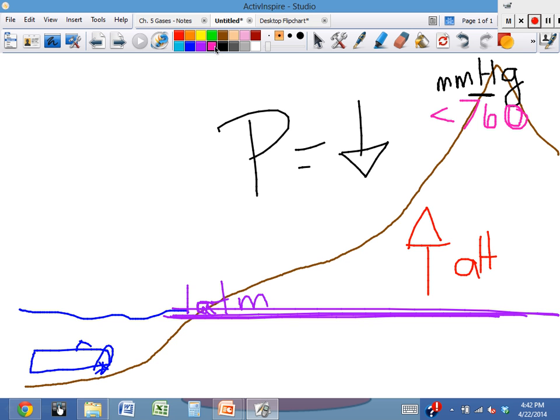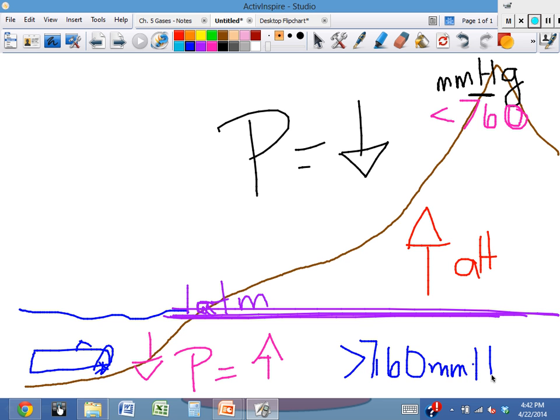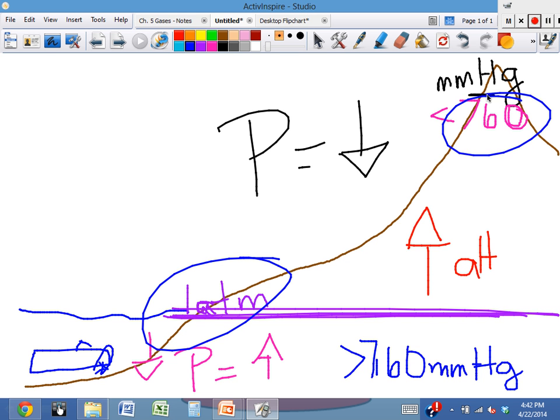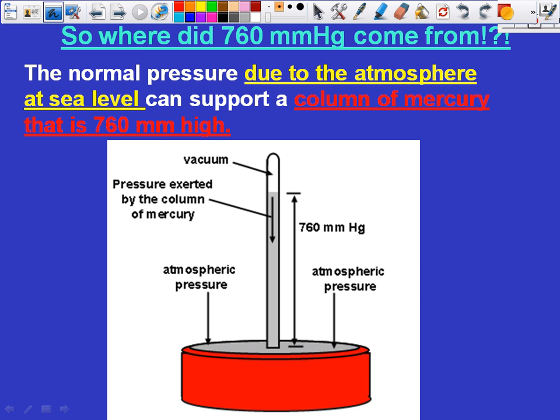Well, I should also know that the further I go below land, that means my pressure should increase. Well, if my pressure increases, that means my millimeters of mercury that I just measured will be higher than 760. So again, depending upon where you are measuring these things, depends upon the amount of pressure in your millimeters of mercury. But as a standard, we say everything is 1 atm and 760 millimeters of mercury.